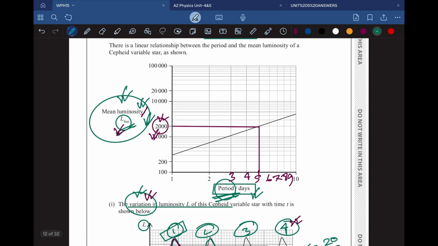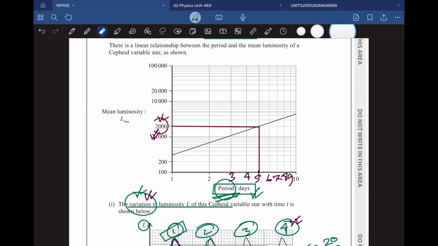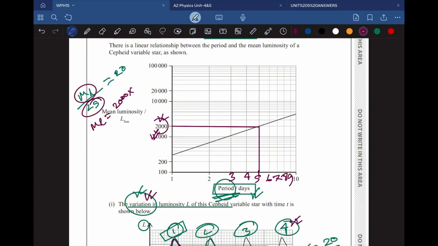Because you can see right here, it is written mean luminosity per L sun. I can actually show this. It is like this: mean luminosity divided by luminosity of the sun, and we have got that this is equal to 2000. So to make mean luminosity the subject, we will write mean luminosity is equal to 2000 into the luminosity of the sun. This is how we multiply the luminosity of the sun to figure out the mean luminosity, because mean luminosity per luminosity of the sun is this 2000. This is not actually the mean luminosity, this is mean luminosity per luminosity of the sun.